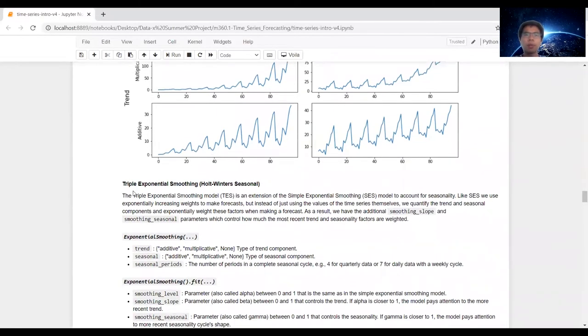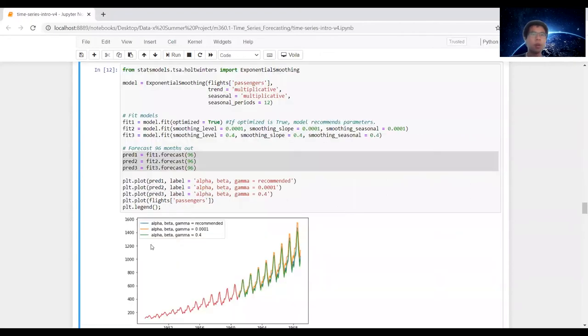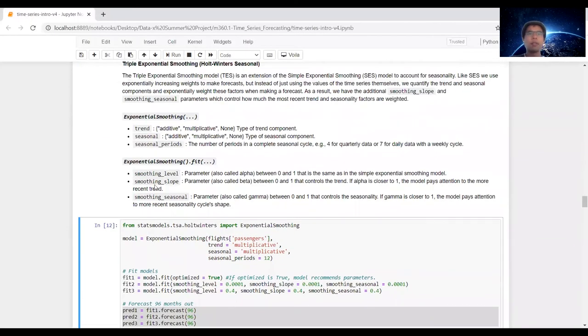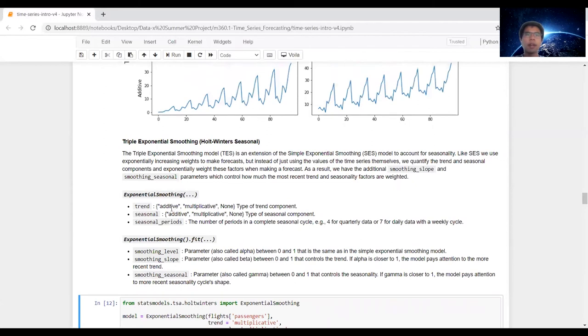So first of all, the triple exponential smoothing model, also known as Holt-Winters, is very similar to the simple exponential smoothing model we showed, except that we have more parameters to control. Before we only had the smoothing level, now we have the smoothing slope and the smoothing seasonal. These parameters are again between 0 and 1 and control how responsive the forecast is. A higher value means we're going to be closer and more responsive to the more recent observed values, whereas a lower value means our forecast is going to depend more on historical or older values that we saw. And of course, you should specify whether the trend or seasonality is additive or multiplicative.